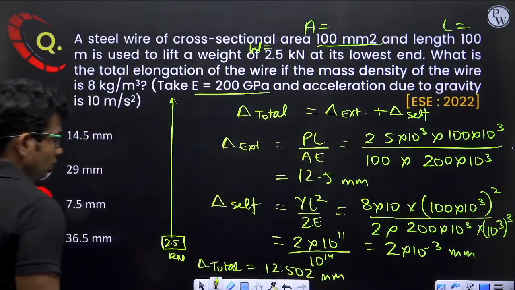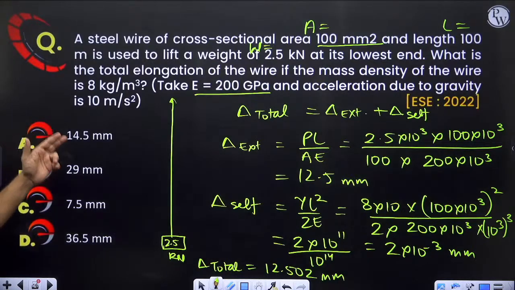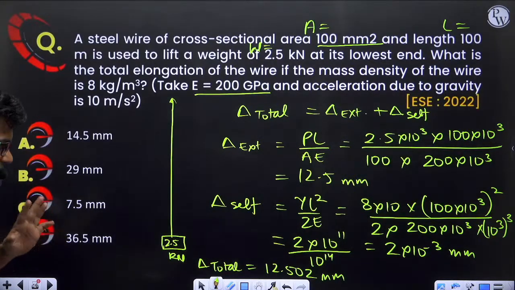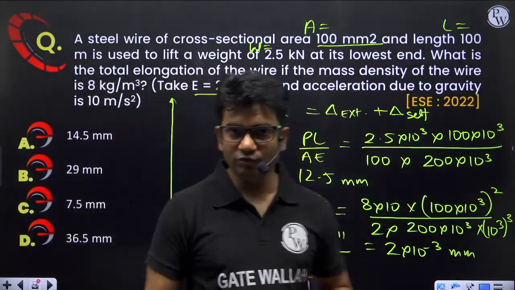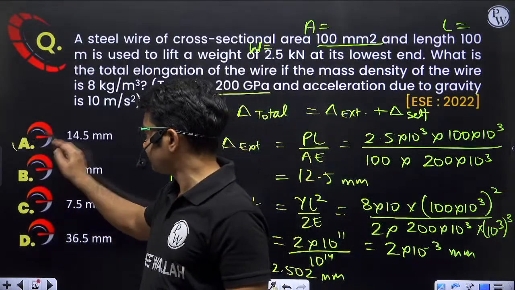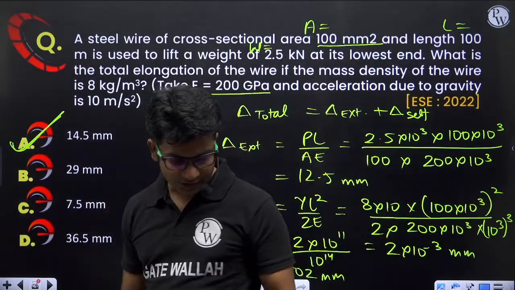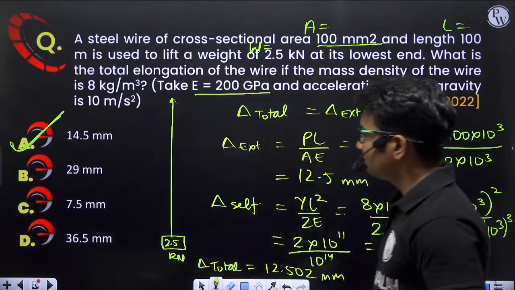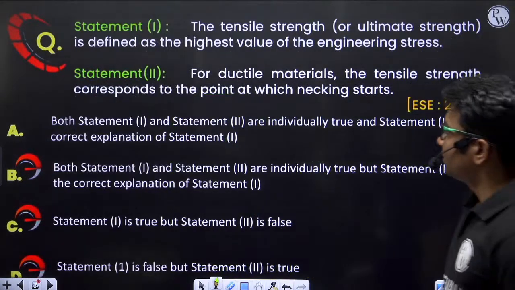So the answer will be 12.5, but here none of the answers is matching. That means we have to mark the closest answer. The nearest answer is option A. Okay, clear? Next question. Statement 1.